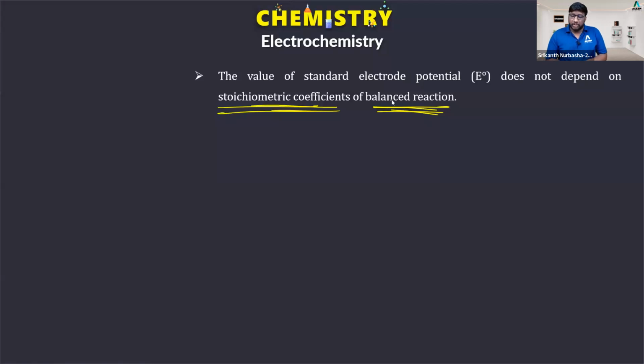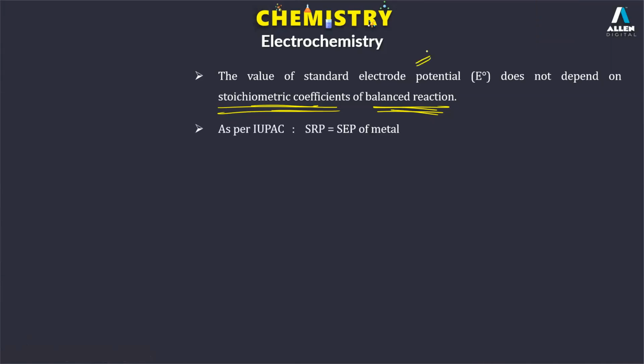Because E naught is an intensive property or extensive property? Intensive. Because E naught is an intensive property, with a stoichiometric coefficient it is not going to change. Like Zn to Zn2+ plus 2 electrons, or 2Zn to 2Zn2+ plus 4 electrons. Even though you change the stoichiometric coefficients, E naught does not change, but delta G changes.